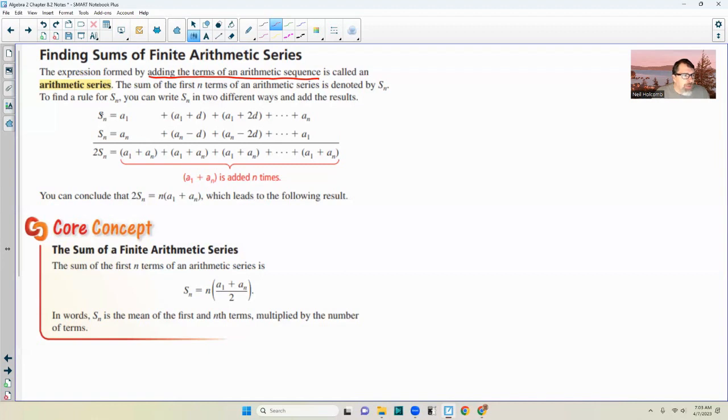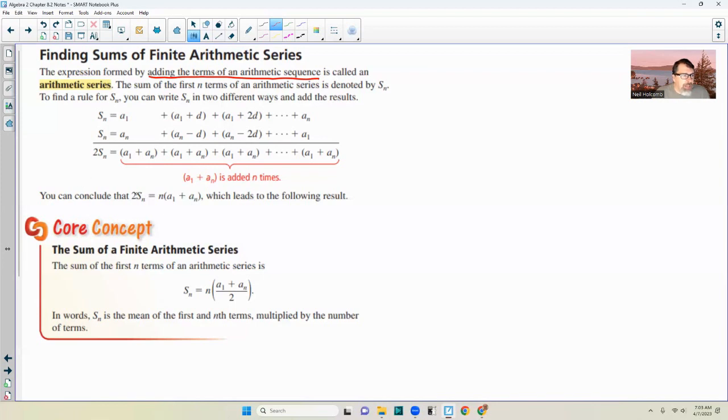Well, when we add these two rows, we get S sub n plus S sub n equals 2S sub n. A sub 1 plus A sub n equals A sub 1 plus A sub n. And then we'd get A sub 1 plus A sub n here, and the d's cancel. And then we get plus A sub 1 plus A sub n here because the 2d minus 2d cancels. So the d's are going to cancel every time, leaving us A sub 1 plus A sub n repeated the number of times. Okay, so A sub 1 plus A sub n is added n times.